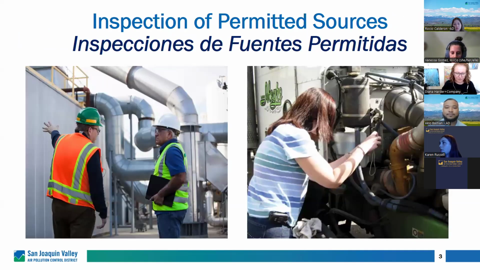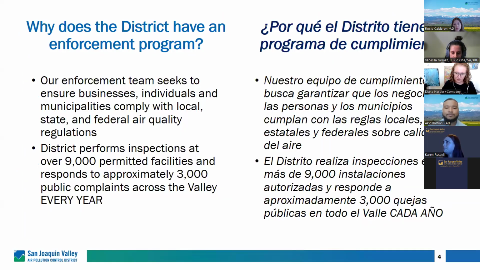But now we'll talk more in depth about what inspections of permitted sources look like. So our goal as an enforcement team is to make sure that businesses, individuals, and municipalities within our jurisdiction are complying with local, state, and federal air quality regulations. Each year, the district performs inspections at over 9,000 permitted facilities and responds to around 3,000 public complaints.